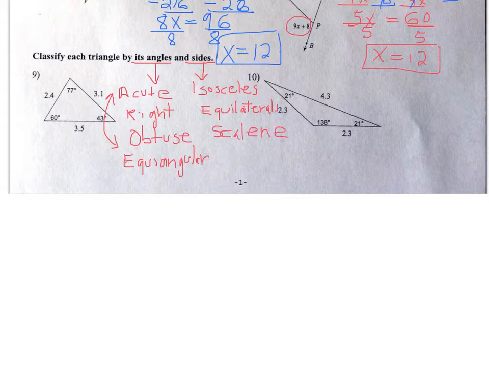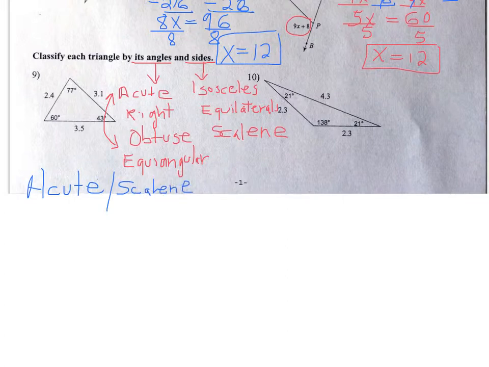Okay, so based on the angles first, the three of them are less than 90, therefore it is going to be acute. That's by the angles. By the sides, I have 3.1, 3.5, 2.4. They're all different. So that's going to be scalene.